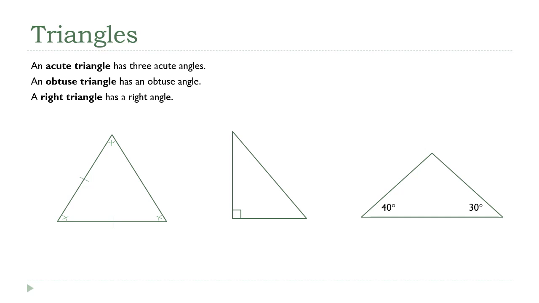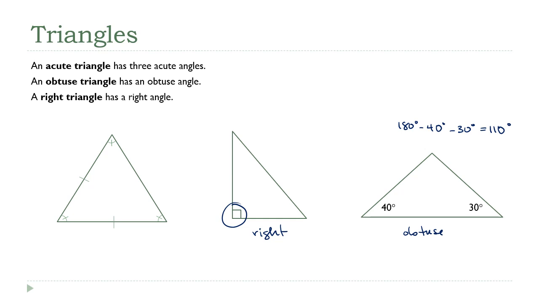Right, so I think the middle one is kind of a freebie, right? That symbol means that's a right angle, and if it has a right angle, then it's a right triangle. Now there's one on the right here. If the bottom angles are 40 and 30, and it has to add up to 180, then this upper angle has to be 180 minus 40 minus 30, which is 110. 110 degrees is an obtuse angle, so this one must be an obtuse triangle.